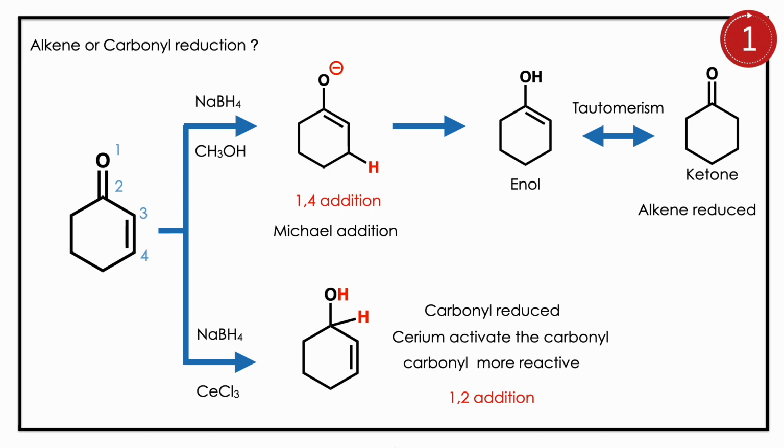On the contrary, if you use mere sodium borohydride, which is providing H minus, a soft nucleophile, it will undergo 1,4 addition. The enol forms, tautomerism happens. Finally, you have the ketone. So two different reagents, two different products. So one addition of a reagent creates a different product. The concept you have to learn here is that cerium activates the carbonyl, which promotes 1,2 addition.